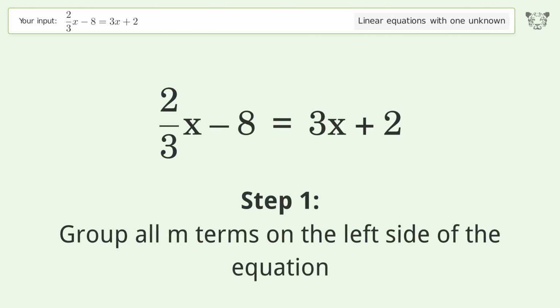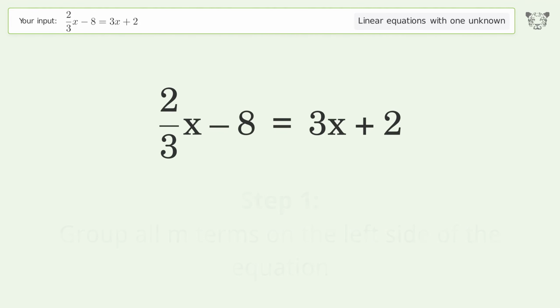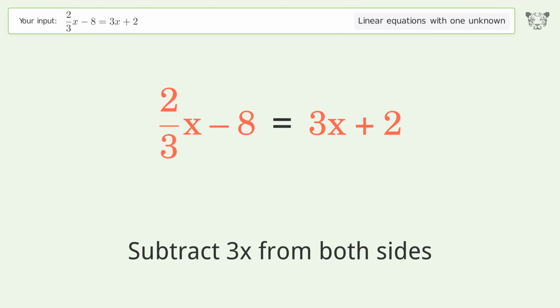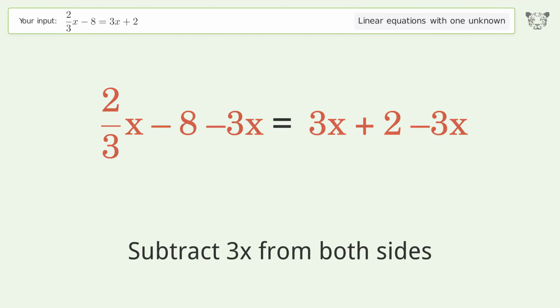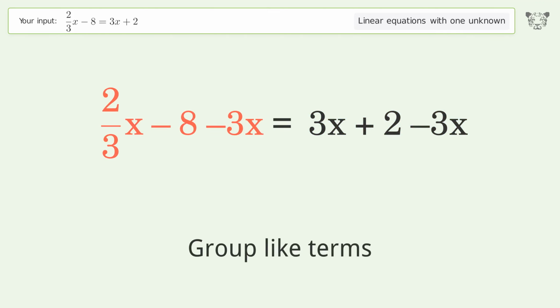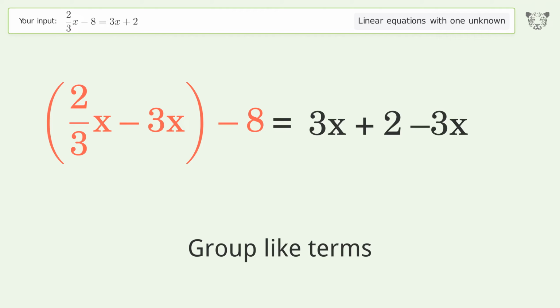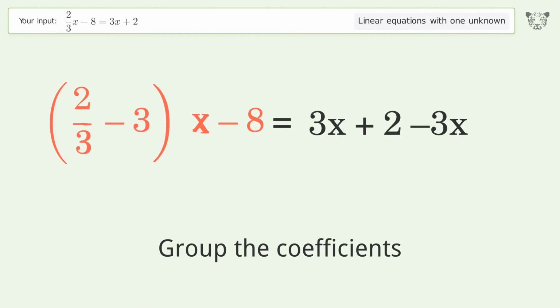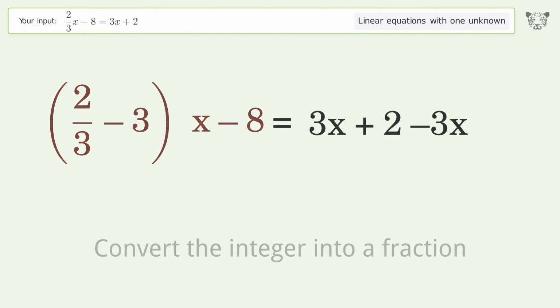Group all m terms on the left side of the equation. Subtract 3x from both sides. Group like terms. Group the coefficients. Convert the integer into a fraction.